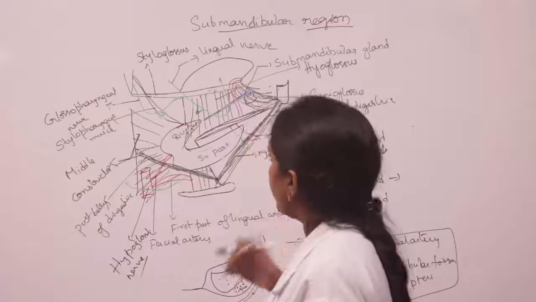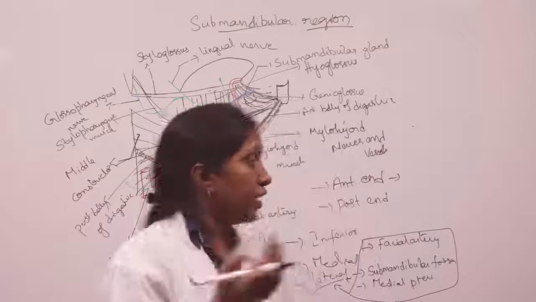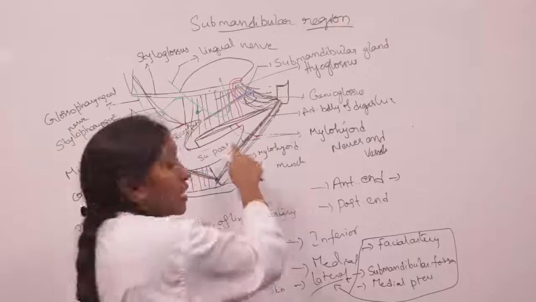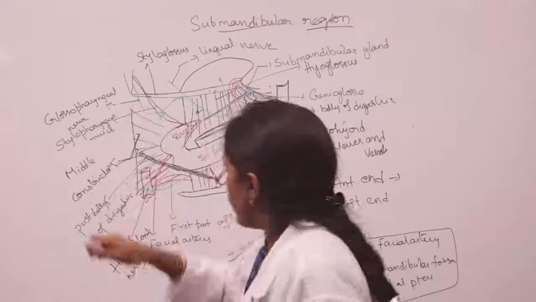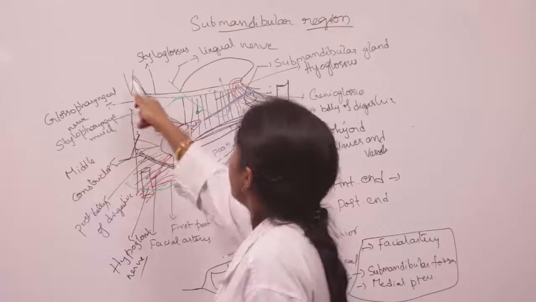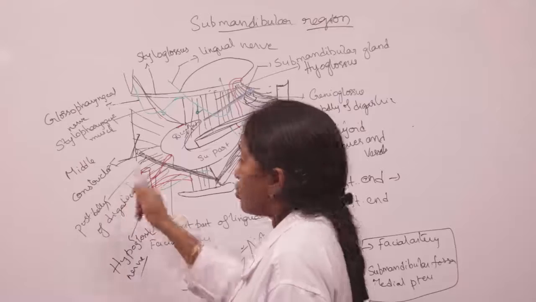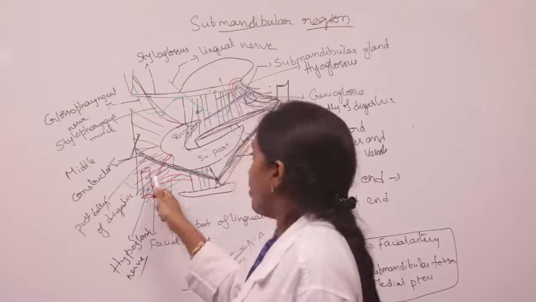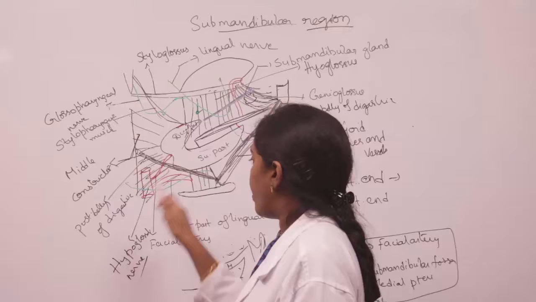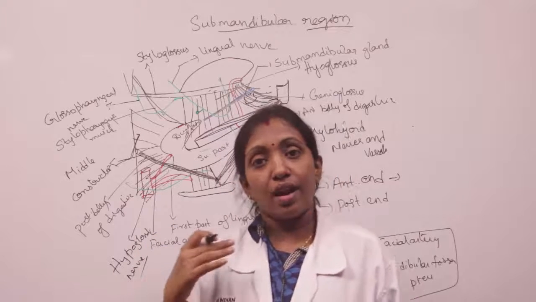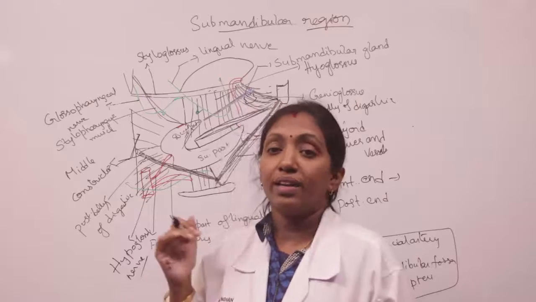Okay. And coming to the intermediate part. So the anterior part is related to mylohyoid. It rests on the mylohyoid muscle. It is related to mylohyoid nerves and vessels. Okay. Posterior part is related to all these structures: styloglossus, stylopharyngeus, glossopharyngeal nerve, middle constrictor, posterior belly of digastric here, and we have the facial artery, first part of the lingual artery is here, and we have the hypoglossal nerve here.